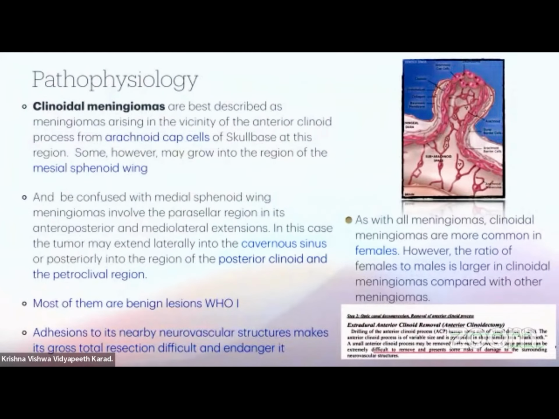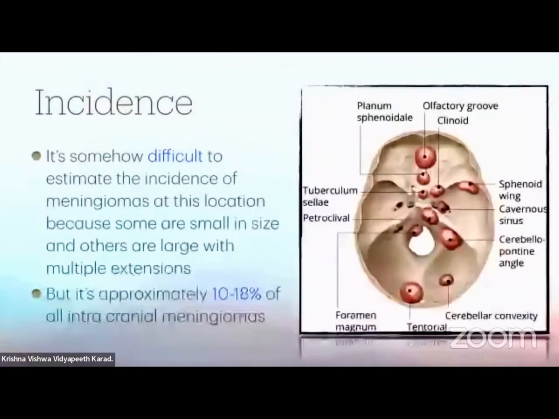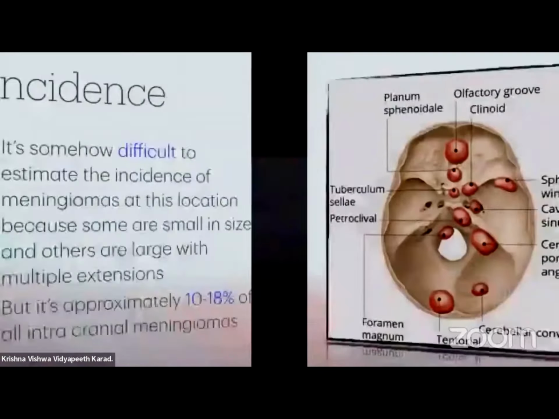Clinoidal meningioma originates from the arachnoid capsule of the dura with extension in all directions. Most commonly in females, mostly benign, WHO grade 1, adhesion to nearby neurovascular structures makes gross total resection difficult to achieve. It's difficult to estimate the real incidence because of the multiple diversity in size. But it's about 10 to 20% of all intracranial meningiomas.